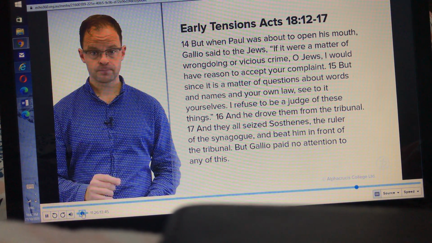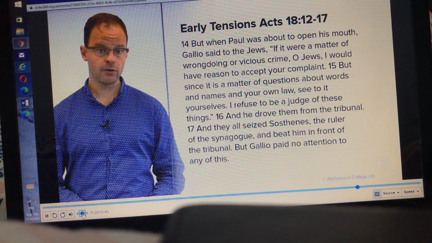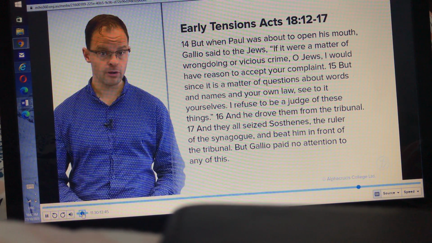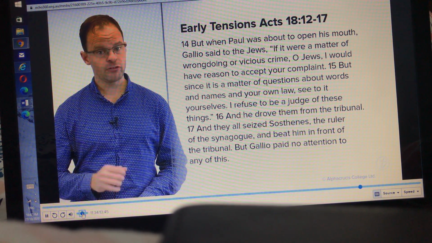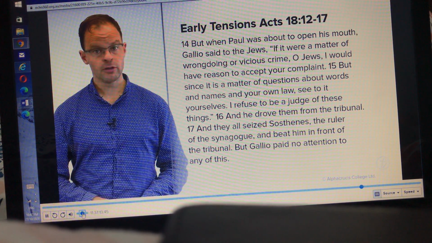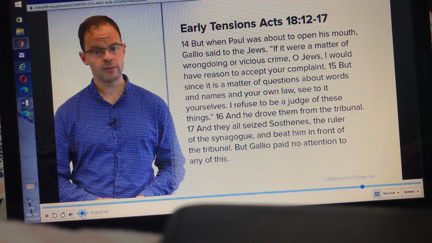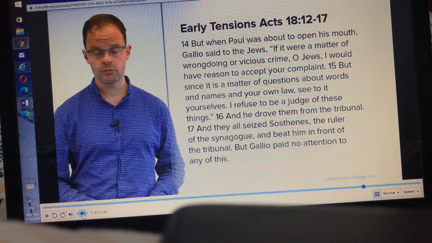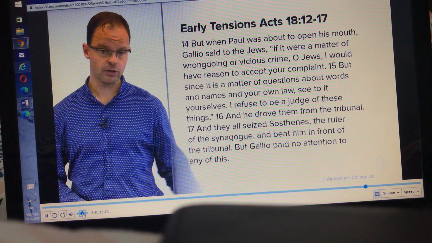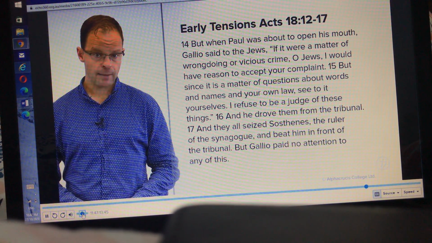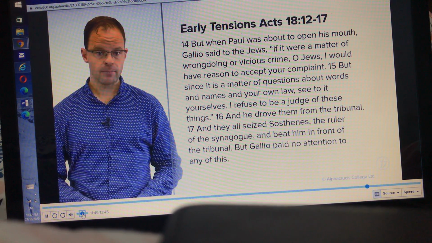He says this: if it were a matter of wrongdoing or vicious crime, O Jews, I would have reason to accept your complaint. But since it is a matter of questions about words and names in your own law, see to it yourselves. I refuse to be a judge of these things. And he drove them from the tribunal. And they all seized Sosthenes, who's the new ruler of the synagogue, because Paul took Crispus, and beat him in front of the tribunal. But Gallio paid no attention to it.